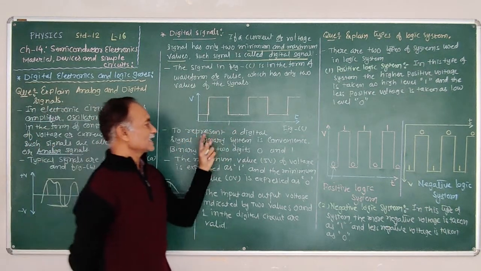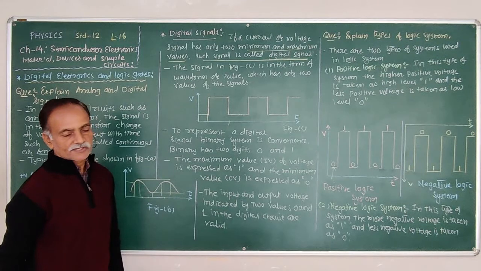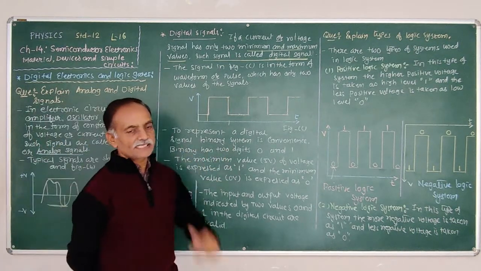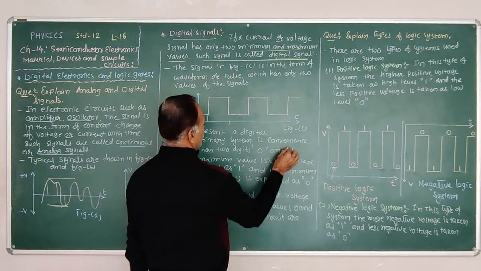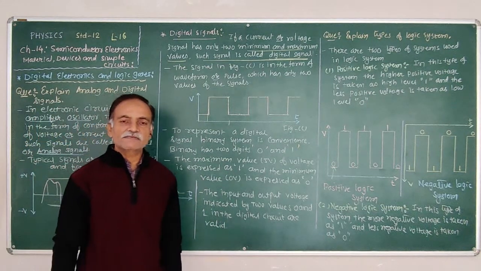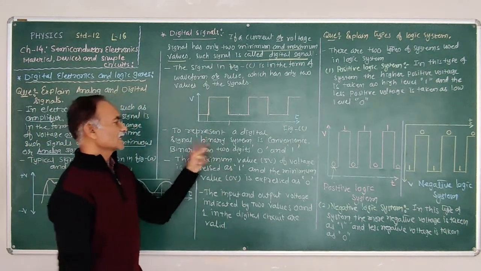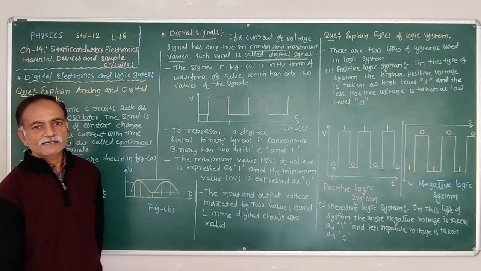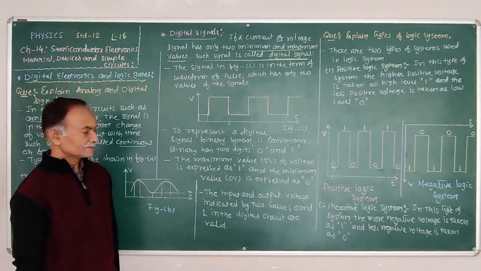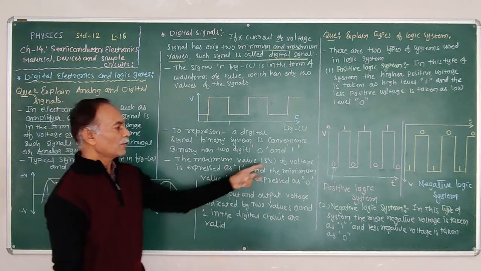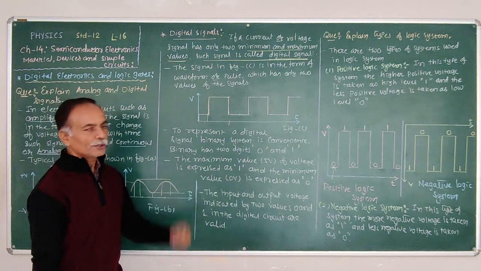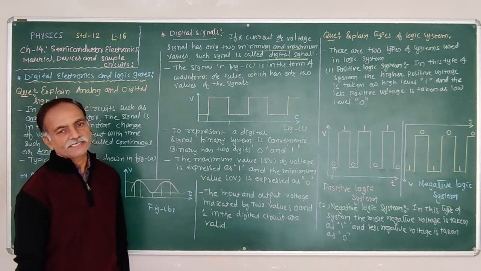To represent a digital signal, the binary system is used, because the binary system is convenient. The binary system has the two digits 0 and 1. So in digital electronics, we can represent the digital signal by the binary system. That means it has only the two values 0 and 1. The maximum value, 5 volt, is expressed as 1 and the minimum value, 0 volt, is expressed as 0.